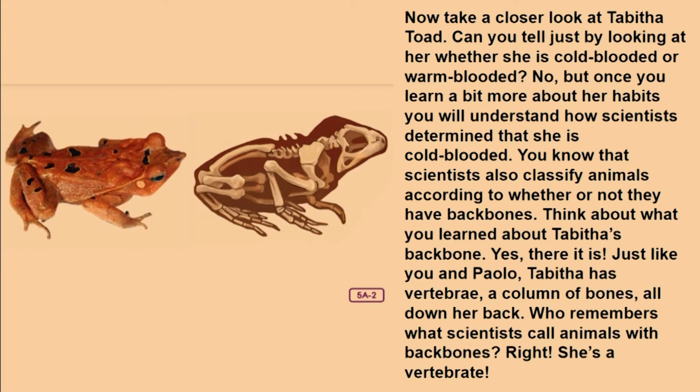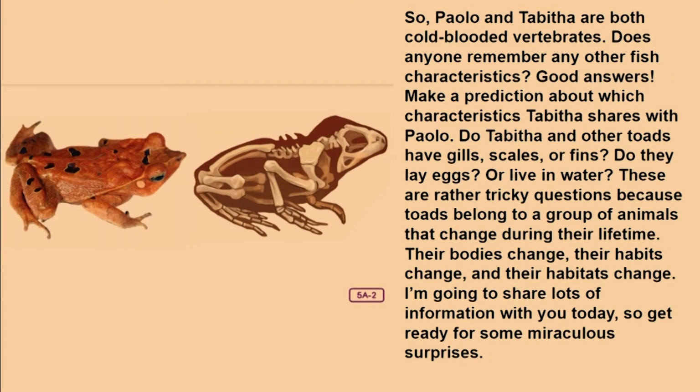Think about what you learned about Tabitha's backbone. Yes, there it is, just like you and Paolo, Tabitha has vertebrae, a column of bones all down her back. Who remembers what scientists call animals with backbones? That's right, she's a vertebrate. So Paolo and Tabitha are both cold-blooded vertebrates.